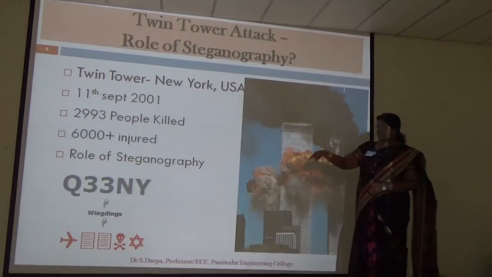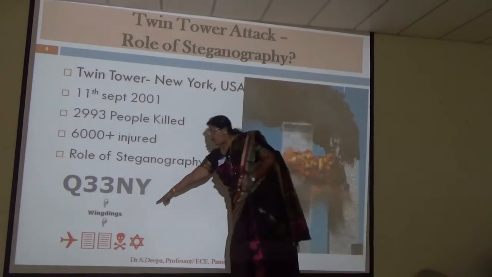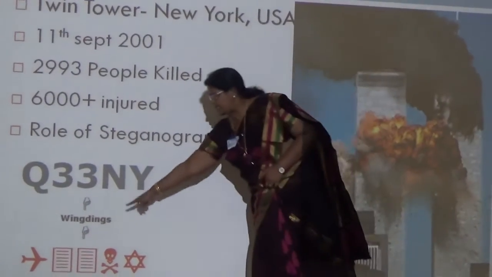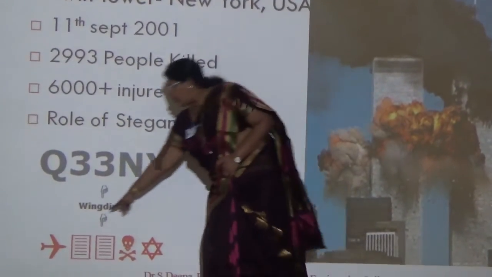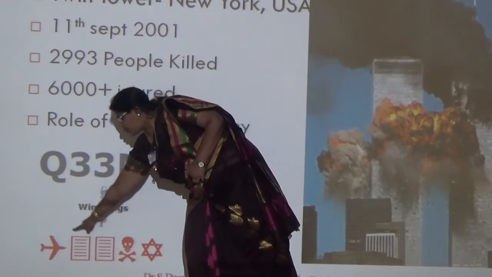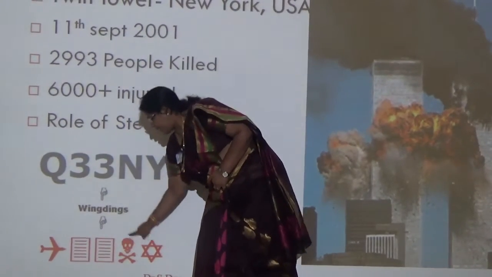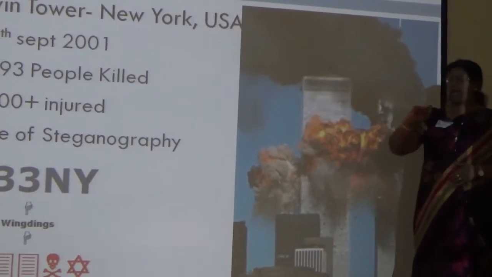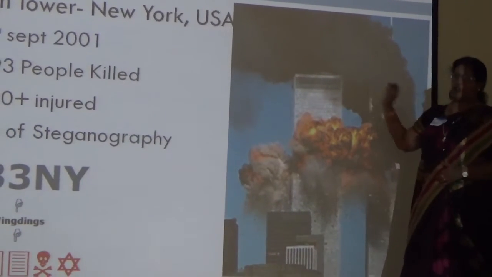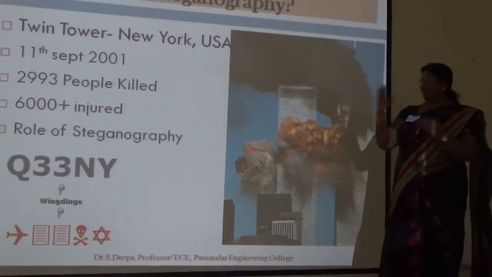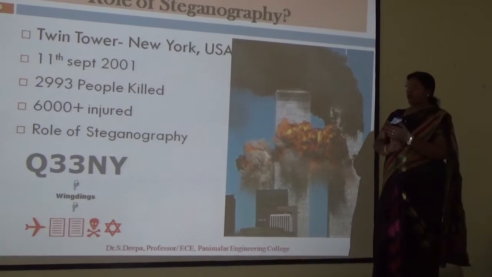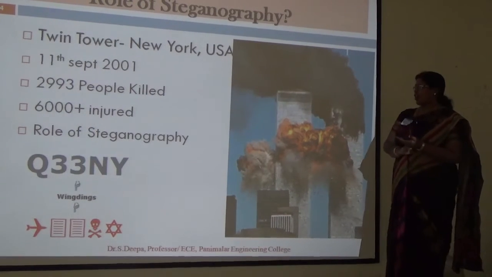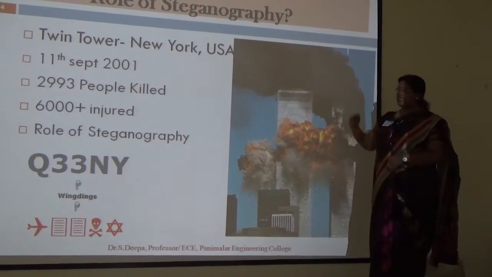But when you convert this text using the Wingdings font, it gets transformed into images like these, which show that you are going to attack the Twin Towers using an aeroplane. This shows the terror attack symbol. So this shows how steganography played a major role in the attack on the Twin Towers, which collapsed the entire US economy, where about 3,000 people were killed and more than 6,000 people were injured. So steganography has played a major role in this attack.